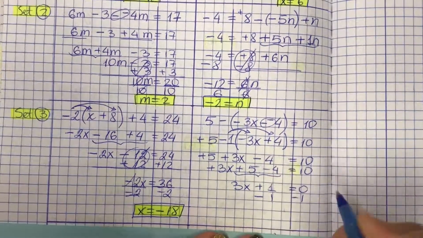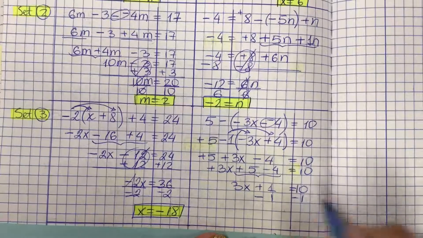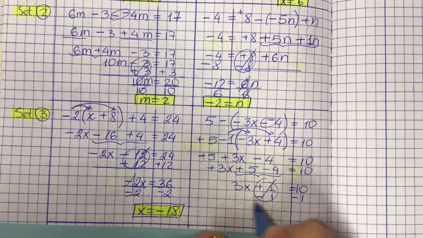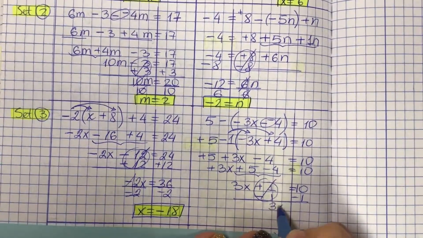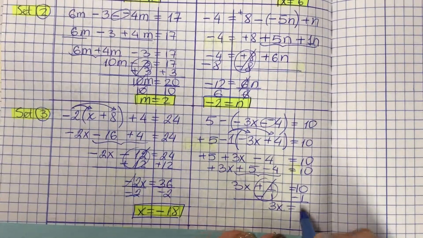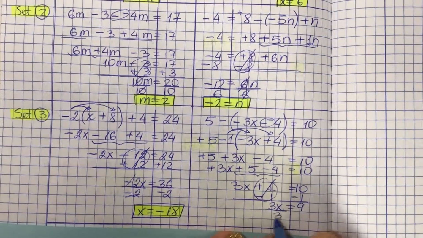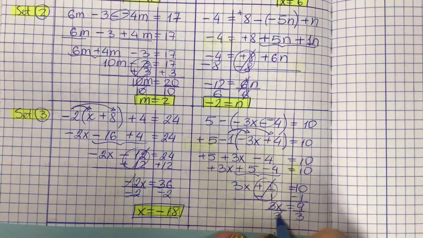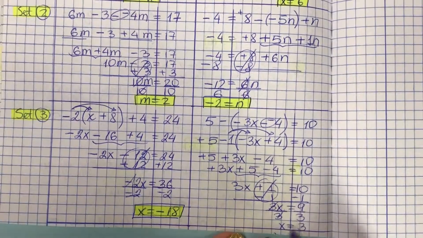First, subtract 1. Three x will equal 10 minus 1, 9. Then divide by 3. And the solution will be 3.